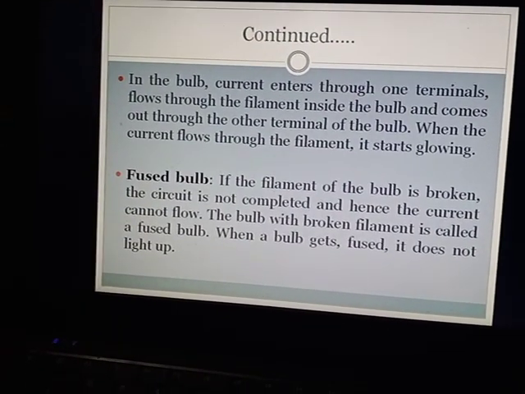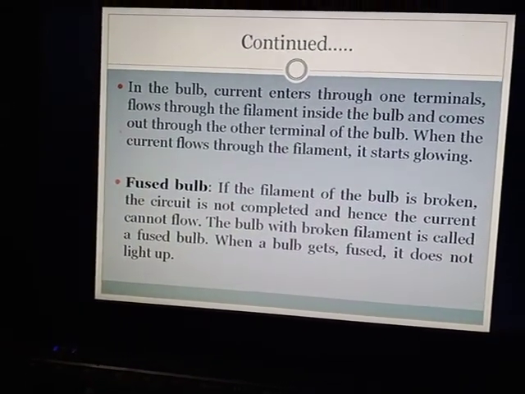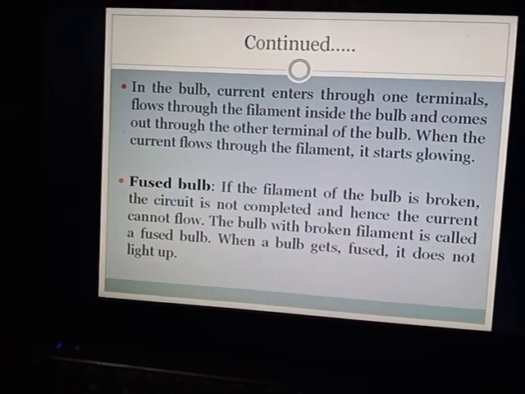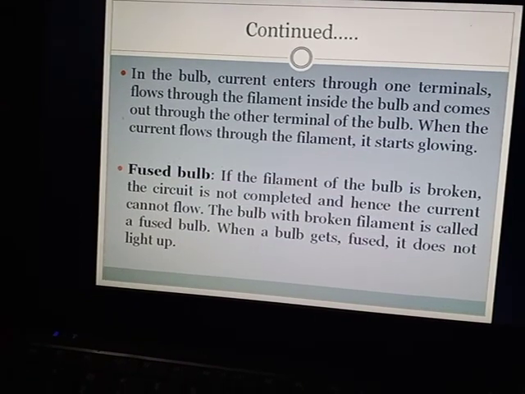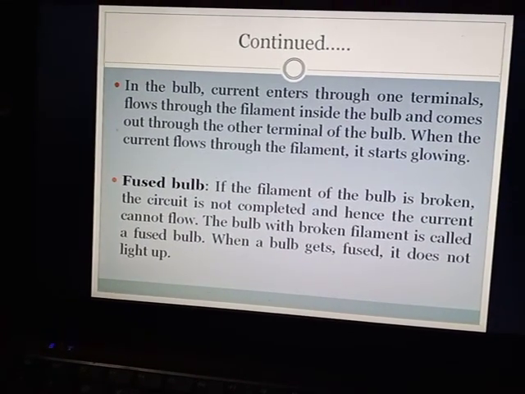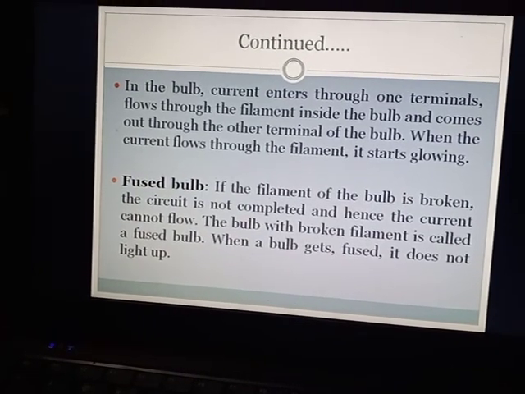Now what is a fused bulb? I have told you earlier that if the filament of the bulb is broken, the circuit is not completed and hence the current cannot flow. The bulb with a broken filament is called a fused bulb, and when a bulb gets fused, it does not light up because the circuit gets incomplete.